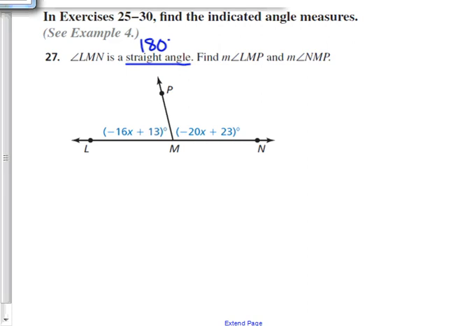I know that two parts make a whole, so angle LMP plus angle NMP, that's what they call it. You can also call it PMN, it's the same thing. So I'm going to call it NMP because that's what they called it. I know that's equal to LMN.